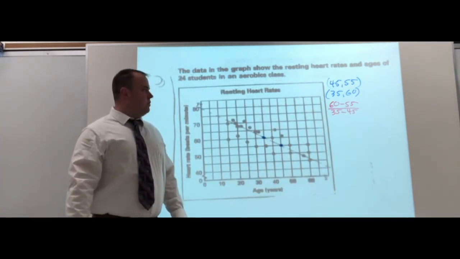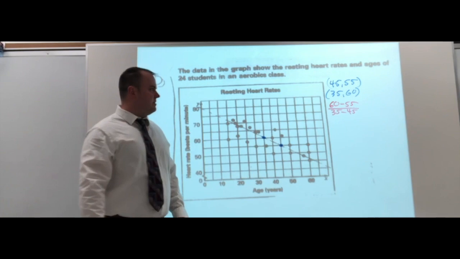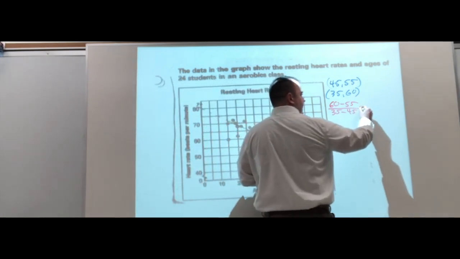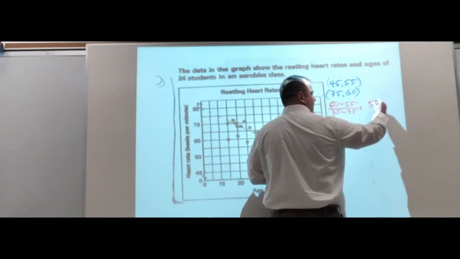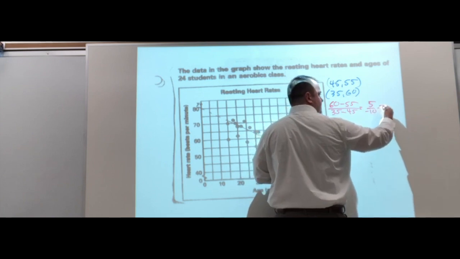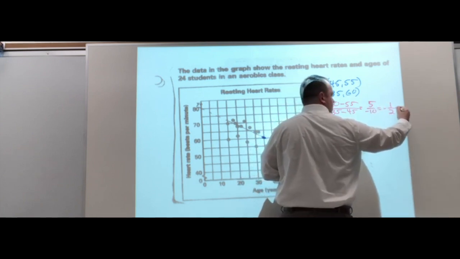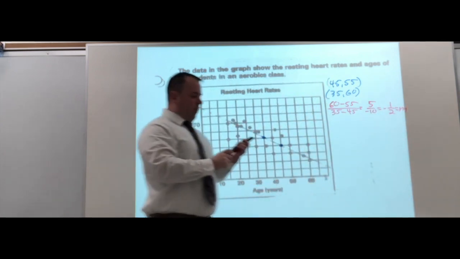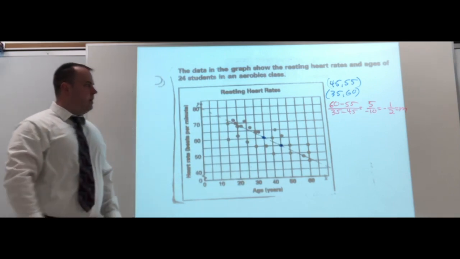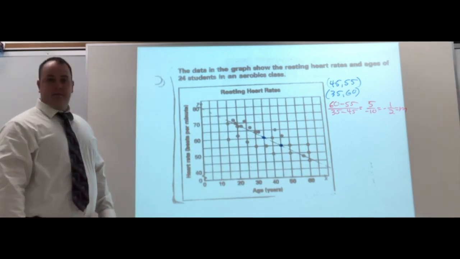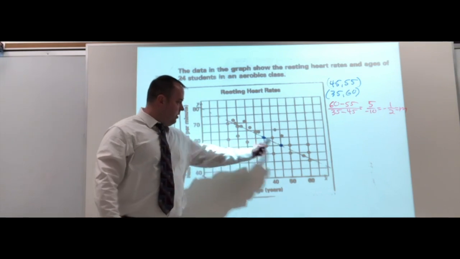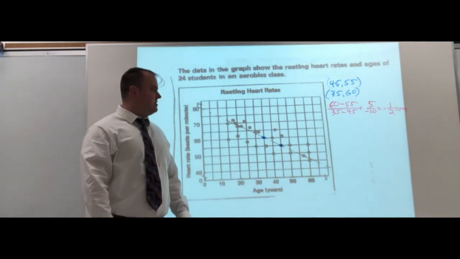Okay, so that's just y2 minus y1 divided by x2 minus x1. And we would have 5 over negative 10, which is negative 1/2 for our slope. Okay, that makes sense. Think about it. We have a negative slope, our line's going down, so that all makes sense.